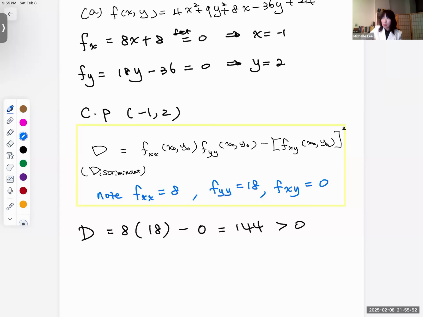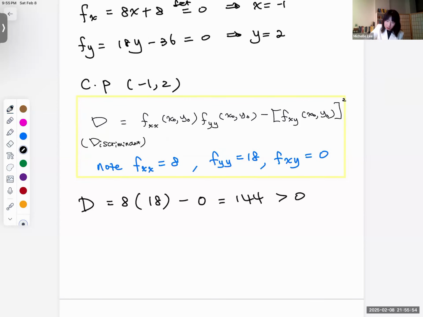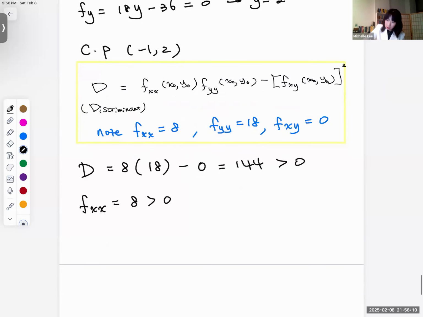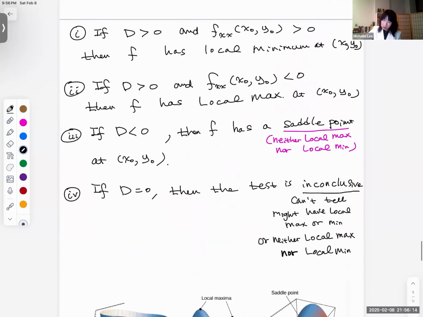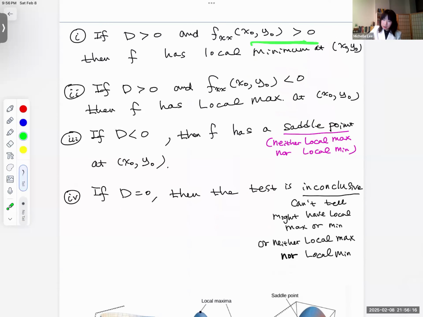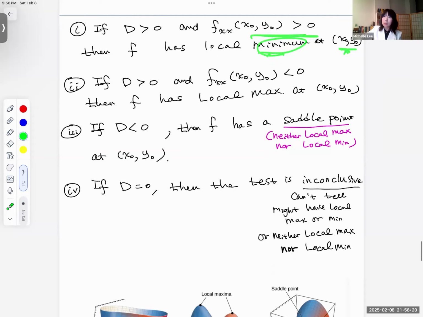All right. So the partial derivative with respect to x, then x, is 8, which is greater than 0, right? Then we can say it is a local minimum. So check one more time. Greater than 0, local minimum at the critical point.